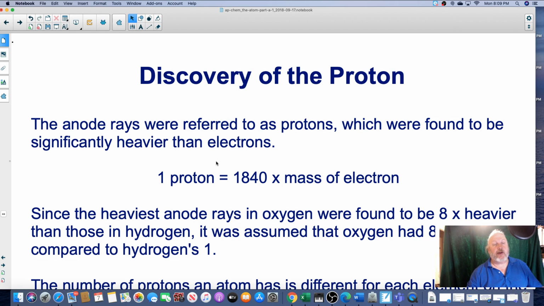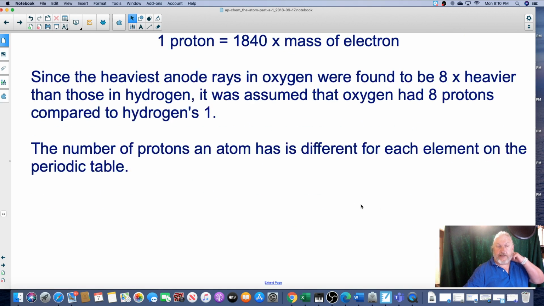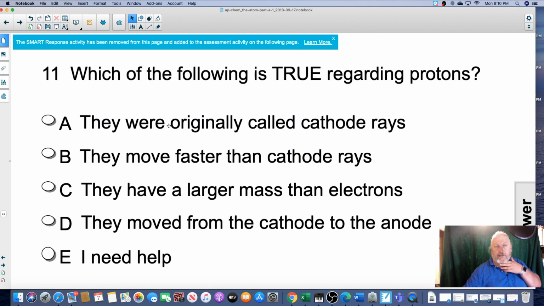So the anode rays were referred to as protons, which were found to be much heavier than electrons, 1840 times the mass of an electron. And Millikan had already calculated the mass. Since the heaviest anode rays in oxygen were found to be 8 times heavier than those in hydrogen, you could assume that oxygen had 8 protons compared to hydrogen's 1. So write this down, remember this: the number of protons an atom has is different for each element on the periodic table. So the number of protons determines what the element is.